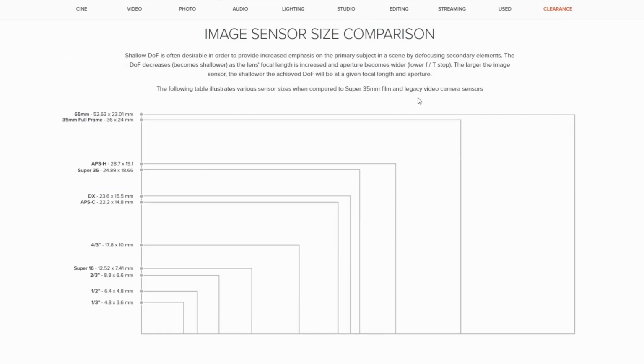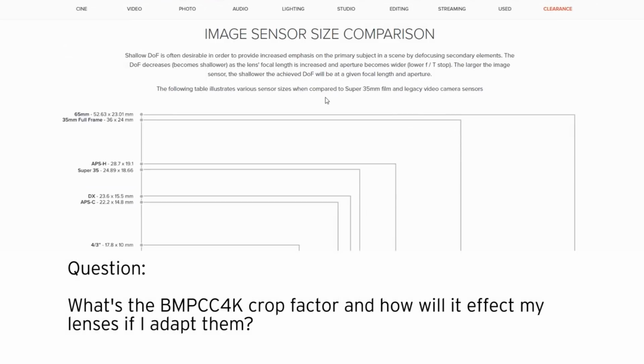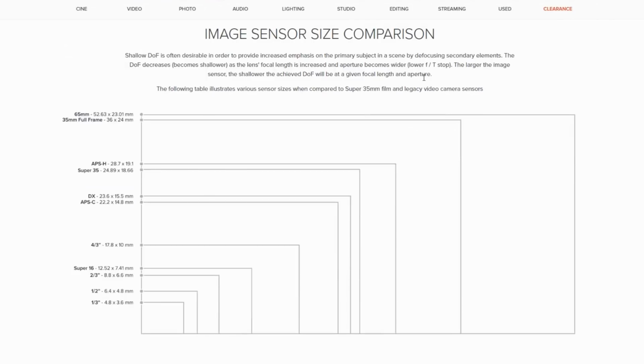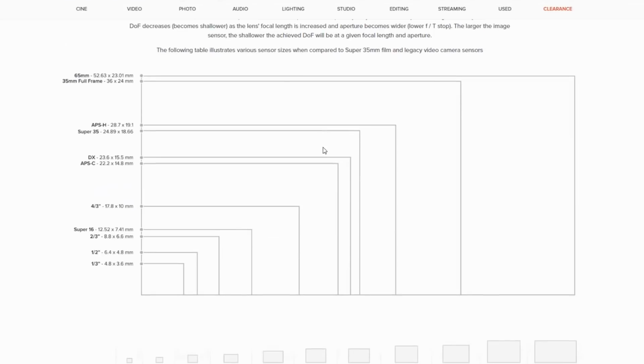Hi everyone, Tony Day here, and today I wanted to try to answer a question that I've received about the crop factor with Micro Four Thirds, and specifically the Blackmagic Pocket 4K. It's actually really interesting because the Blackmagic Pocket 4K is not exactly a Micro Four Thirds sensor. It's a four-thirds sensor, and this one's a little weird because it says four-thirds, but I'll just explain, okay? So basically with the Blackmagic Pocket 4K, it's a little bit different.